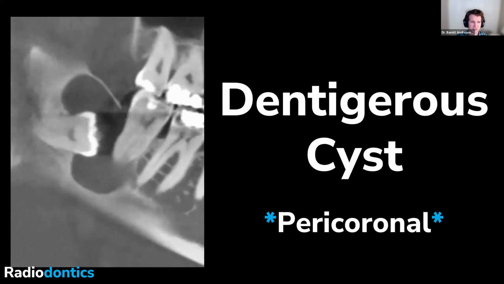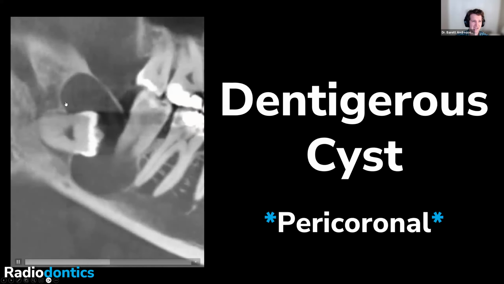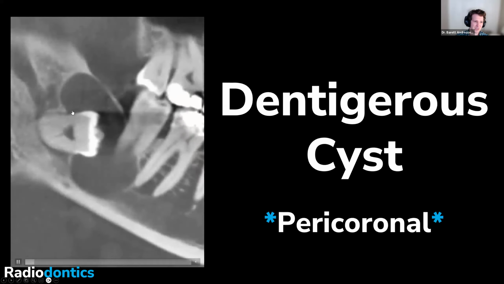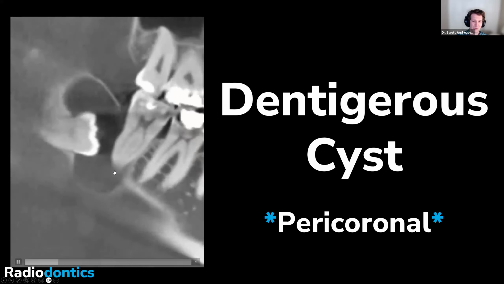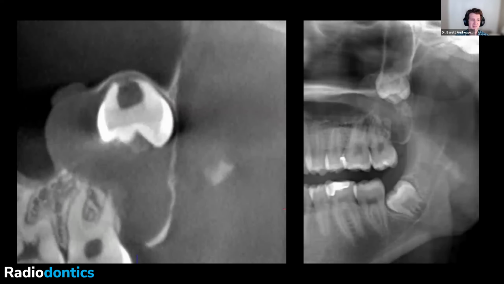pericoronal radiolucencies. You can see this radiolucency is attached at the CEJ, and if we were to move through in 3D space, you would see that it's pretty much all attached around that crown, which is why we call this pericoronal. Pretty common. We can see them in the mandible. We can see them in the maxilla.